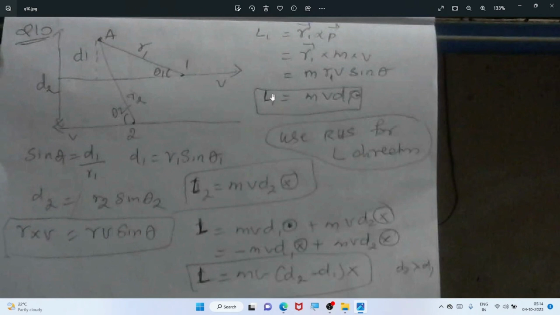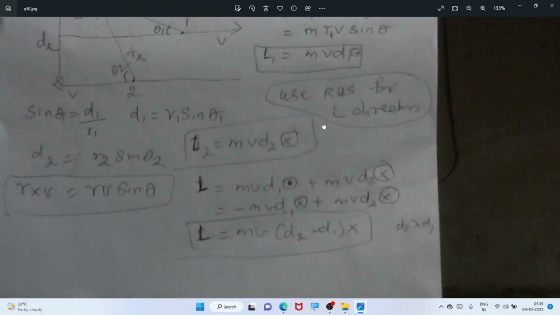Okay, this is angular momentum for this position vector r1 with respect to this point. Remember you have to find the direction of this using the RHS rule, the right hand thumb rule. So here the dot is going into the plane, and L2 is coming out of the plane. One is into the plane and one is out of the plane.